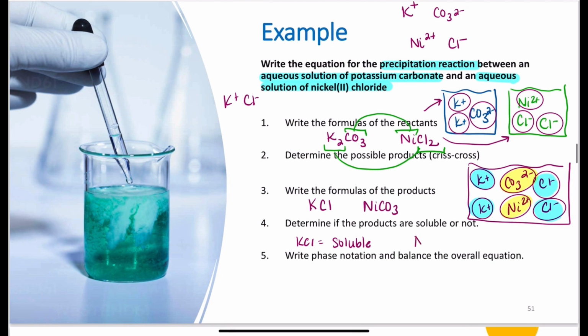The other product we have is nickel carbonate, nickel 2 carbonate specifically. Carbonates are not usually soluble. Most carbonates are insoluble, and this is not an exception to that. Exceptions would be if they're with a group 1 salt, or with ammonium, but this is insoluble. Which means what's actually happening in solution is that once they find each other, these two are pairing up and forming a solid.